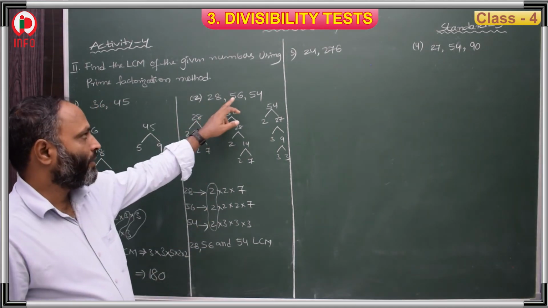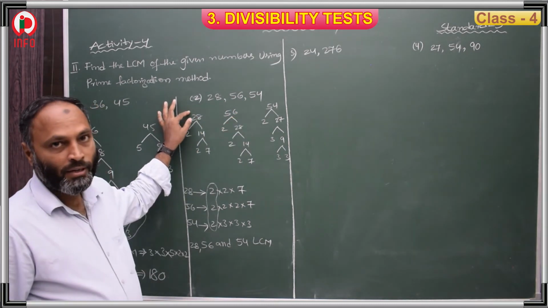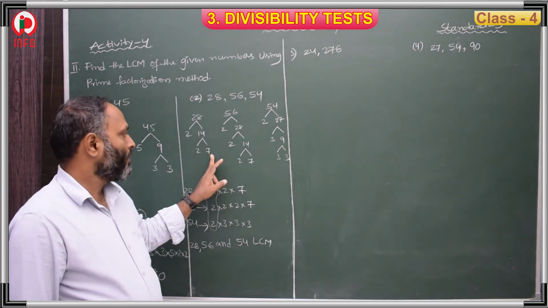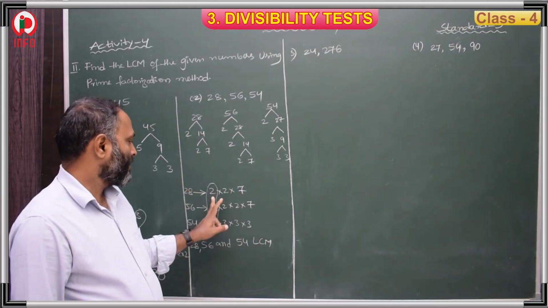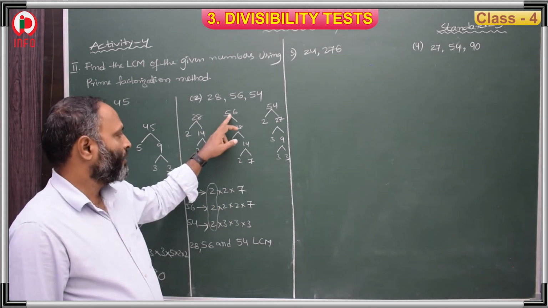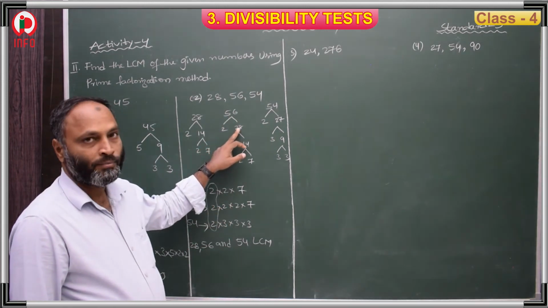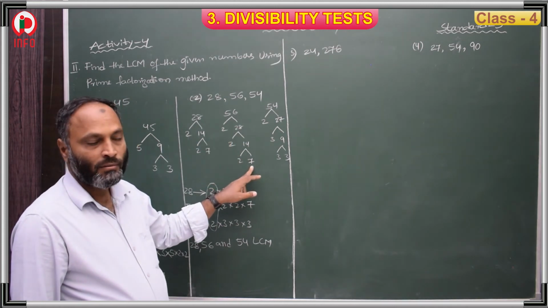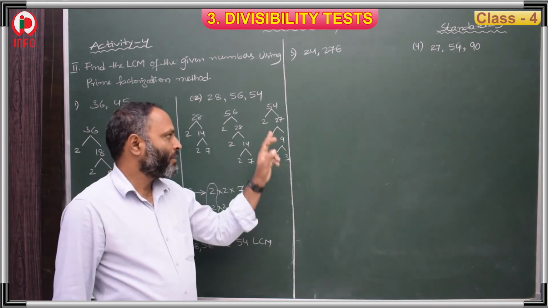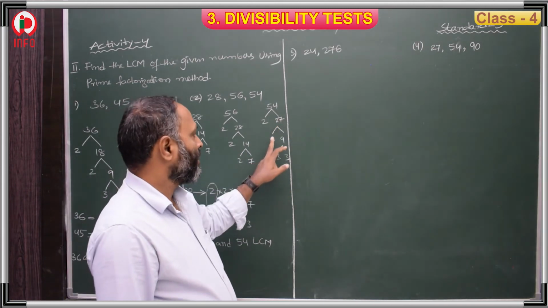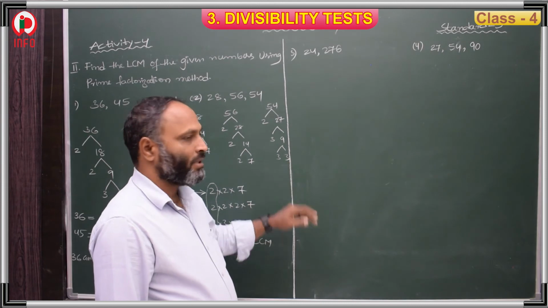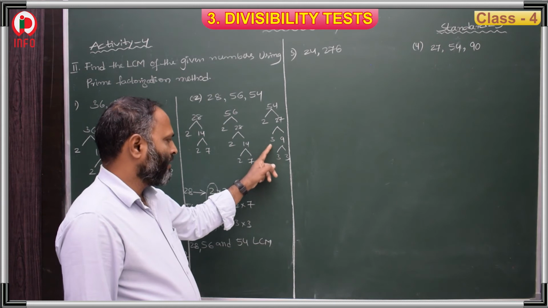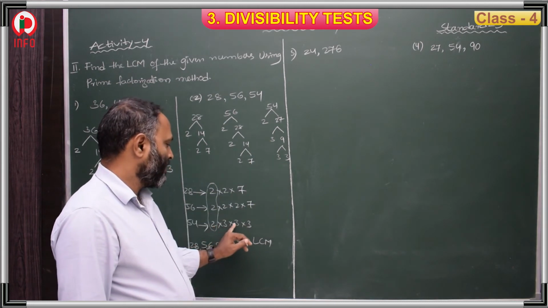In this 28, 56 and 54: 28's prime factors are 2 14s, 2 7s, so 2 into 2 into 7. Then 56's prime factors: 2 28s are 56, 28 means 2 14s again, the same thing, 2 7s. And 54's prime factors: 2 27s are 54, 3 9s are 27 and 3 3s are 9. So 54 is 2 into 3 into 3 into 3.